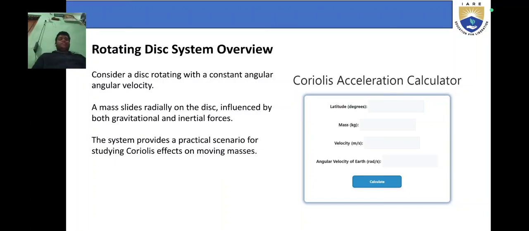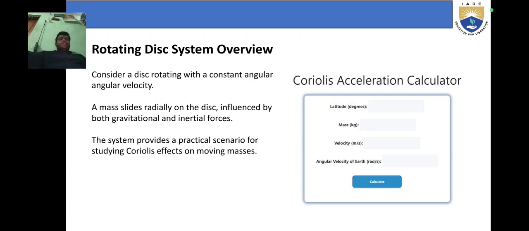Rotating disk system overview. Considering a disk rotating with constant angular velocity, mass sliders move rapidly radially on the disk, influenced by both gravitation and internal forces. The system provides a practical scenario for studying Coriolis effects on moving masses.